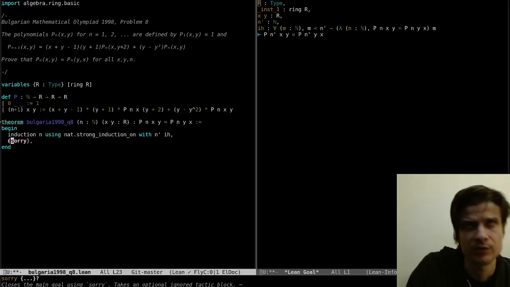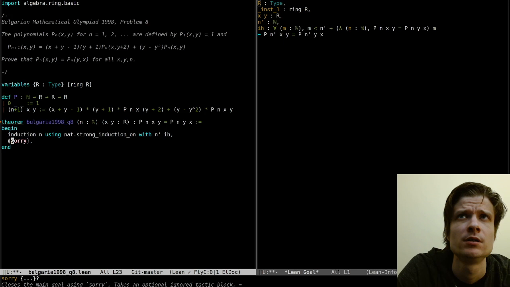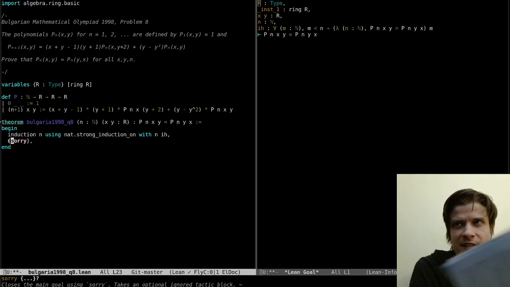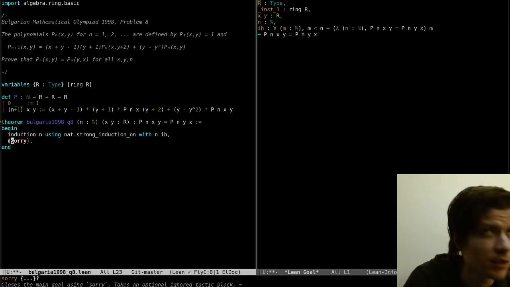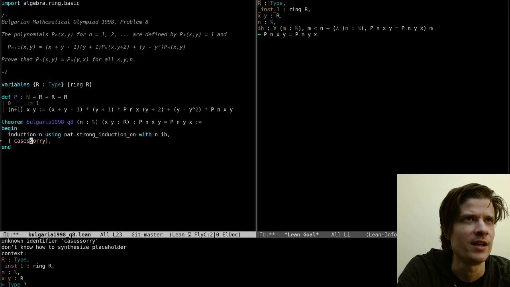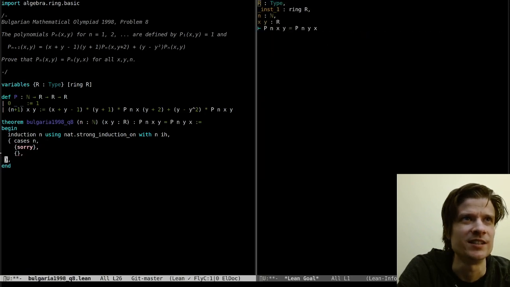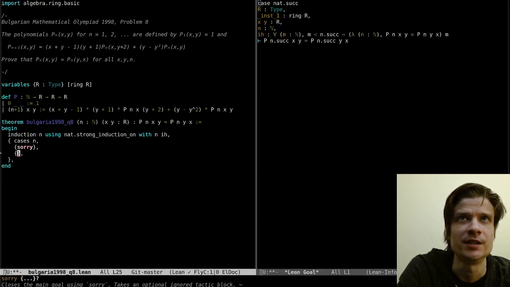And I think we want to now get ourselves into a state where we can just work with n. We want to be able to assume that n is greater than 2, I think. So I think we need to just discharge the 0 and the 1 cases here. The way to do that is just cases n. Cases is like weak induction. It's like induction where you don't get the inductive hypothesis, saying either it's 0 or it's succ of something.